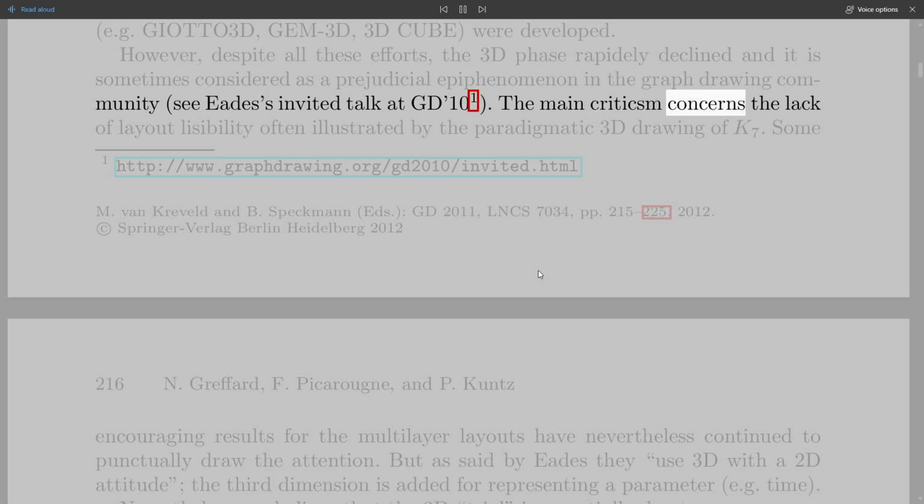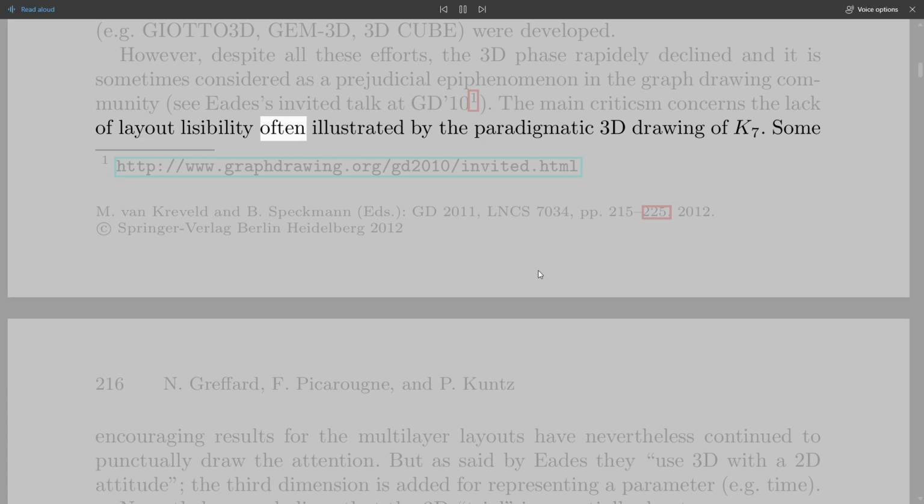The main criticism concerns the lack of layout legibility, often illustrated by the paradigmatic 3D drawing of K7.